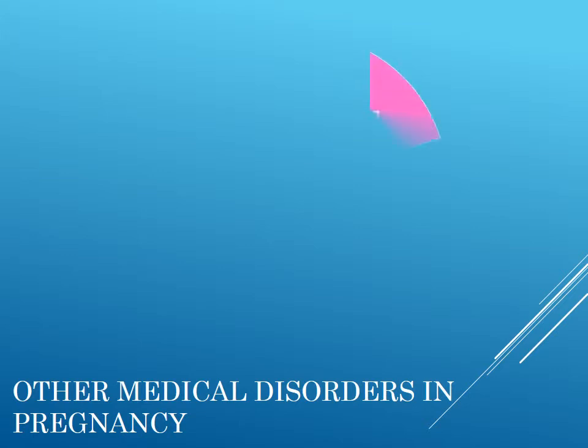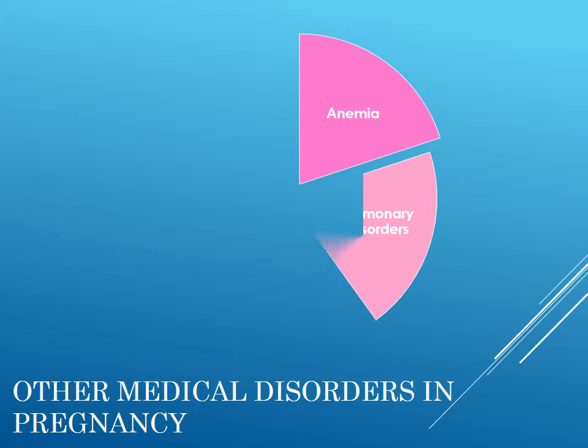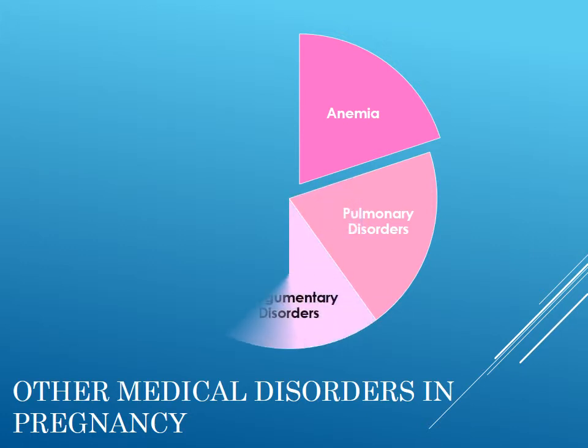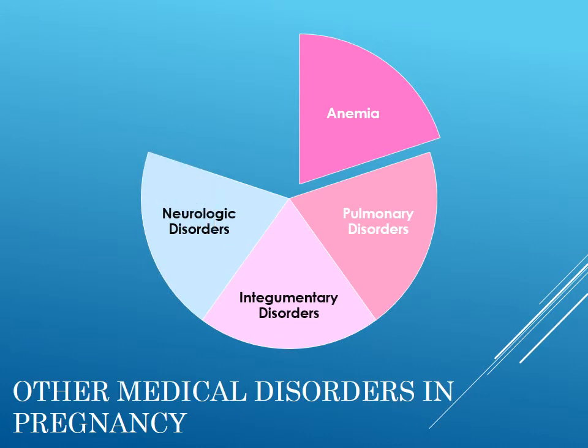Other medical disorders in pregnancy include anemia, pulmonary disorders, integumentary disorders, neurologic disorders, and immune disorders. You can learn more about these disorders in your textbook.